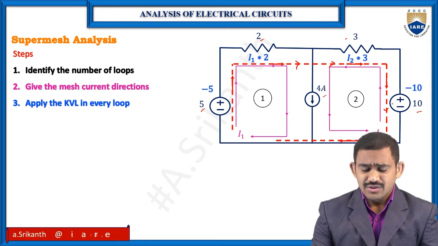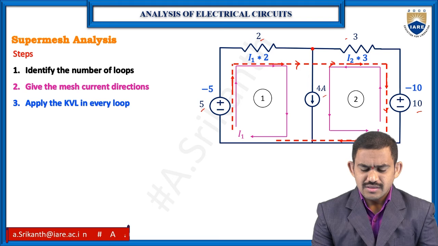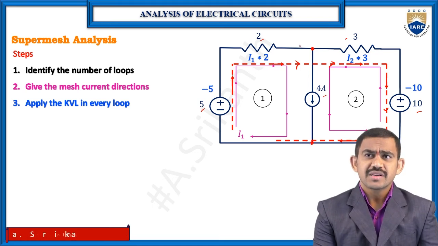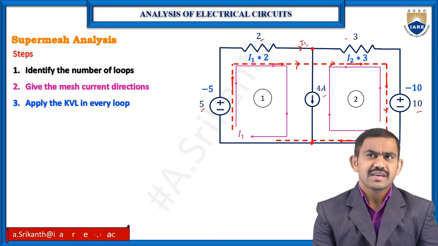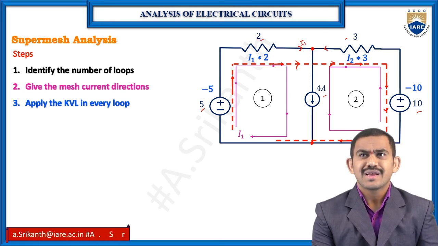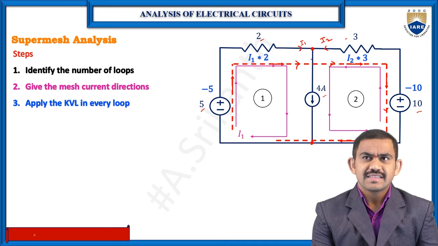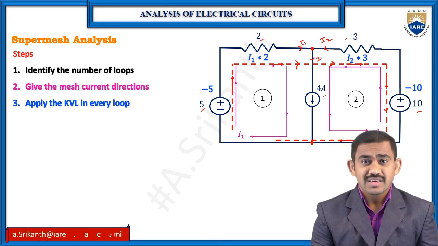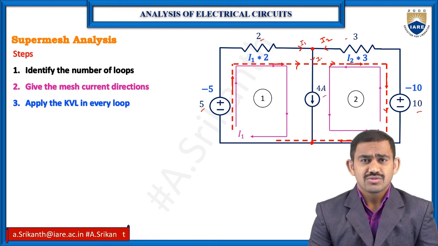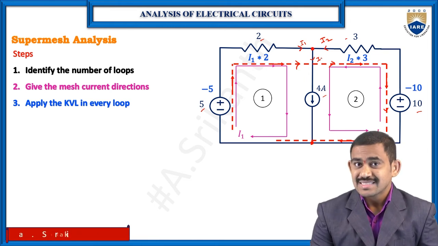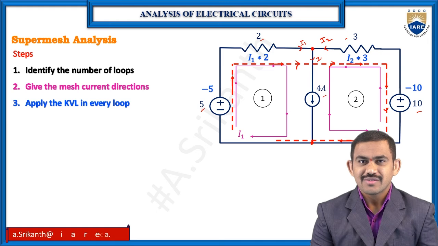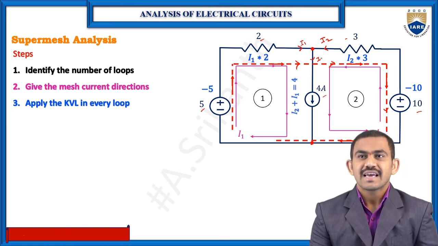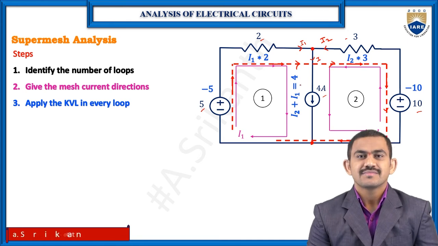How can I write the ideal current source equation? Consider any one node. At this node, incoming currents are equal to outgoing currents. What is the incoming current here? I1 is the incoming current in this branch. In this branch I have the I2 current, and in this branch I have the I current. Incoming currents equal outgoing currents at a particular node. So I1 plus I2 are both incoming, so I1 plus I2 equals 4 amps.